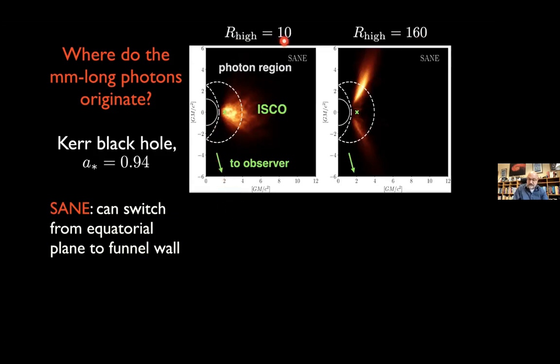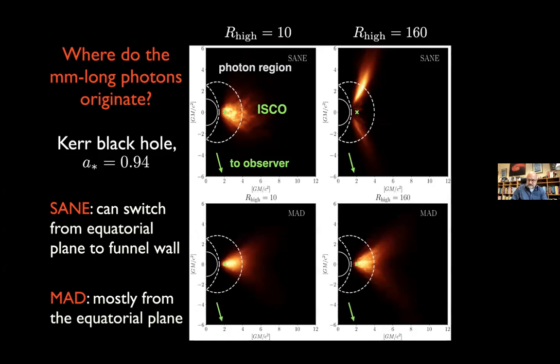So with small R high, you see that most of the light comes from the disk. If you change R high, most of the light comes from the jet, and particularly from what we call the jet sheet, the outer boundary of the jet. And this is true, although less significantly, also for a MAD type of accretion. This is a SANE and this is a MAD. Again, playing with R high, I can put more light into the jet and less into the disk.